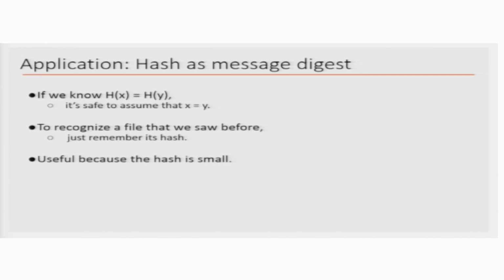It is often used for recognizing a file that we saw before. When we have antivirus, the antivirus tries to figure out whether this virus has been seen before. If the virus has remained unchanged, then by computing the hash they figure out if that virus is already in their database. This is very useful because a hash is usually small, like 256 bits or 512 bits. So, it is easy to use.